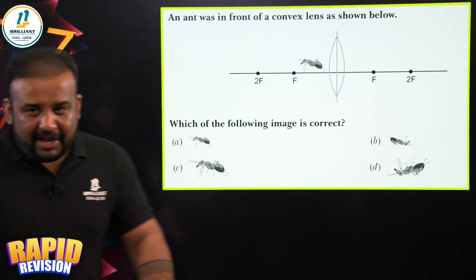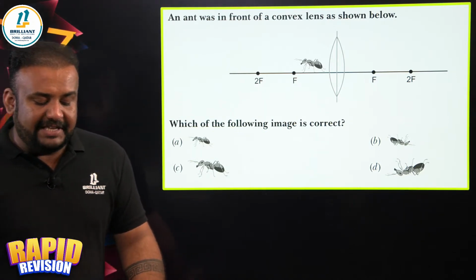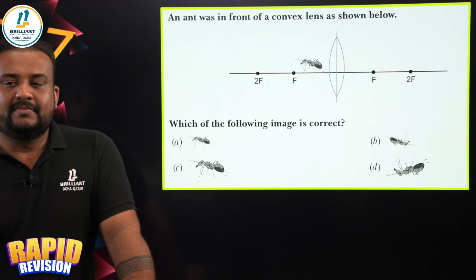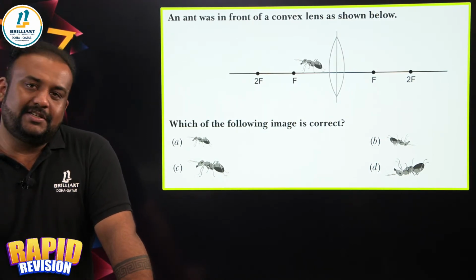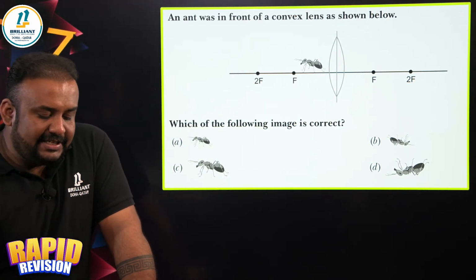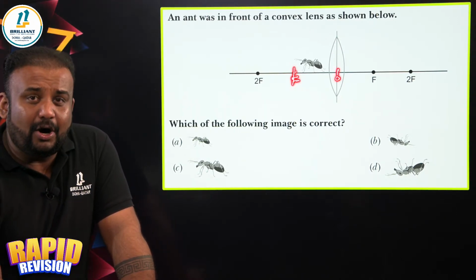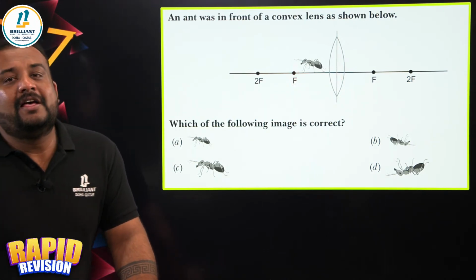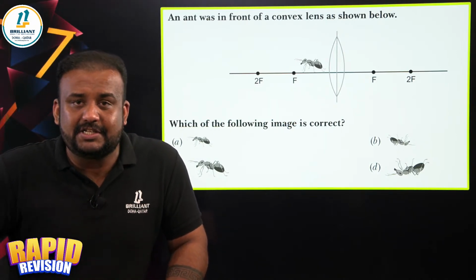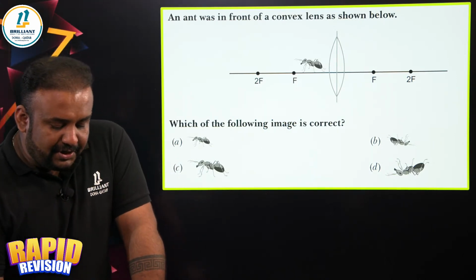An interesting question, an application based question. An ant was in front of a convex lens as shown below. Which of the following images is correct? All of you can see the ant in the options. Which image of the ant is correct? Where is the ant sitting? It is between the optic center and the focus. So what will happen? A convex lens will form a virtual, erect, enlarged image of the object on the same side of the lens. So the right choice would be C.